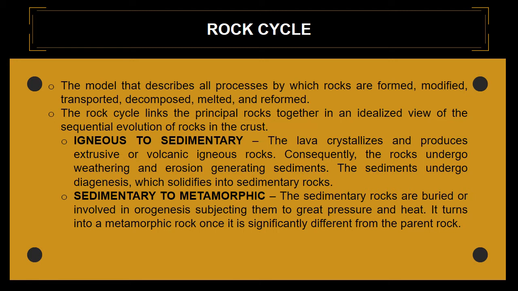So, ibig sabihin, ito yung nag-link sa mga bato. Sabi, bakit itong batong to after ng ilang years naging ganito? And after ng ilang years, bumalik sa ganito or naging ganito. O bakit itong bato nag-skip ng ganito, nag-skip dito din para mapunta agad dito. Parang ganun. So, we have these pathways sa rock cycle.